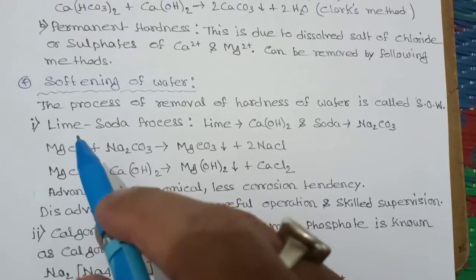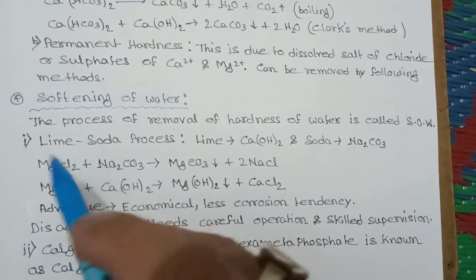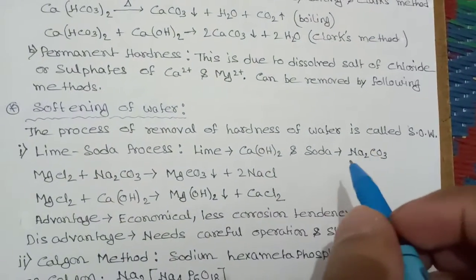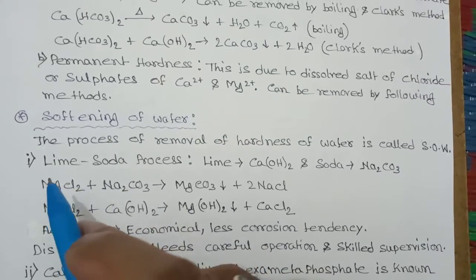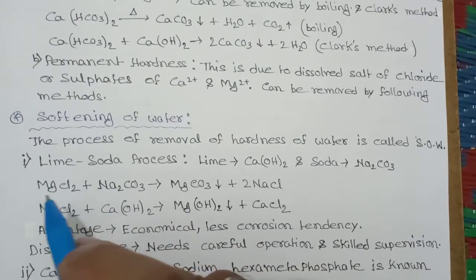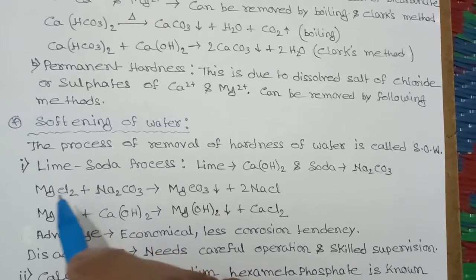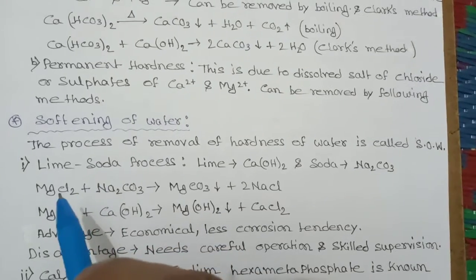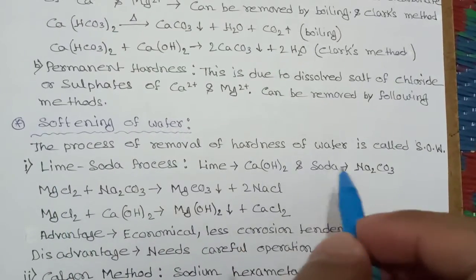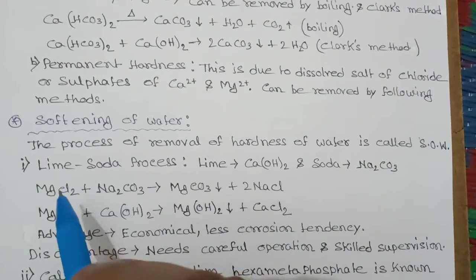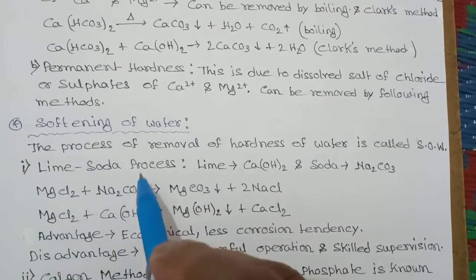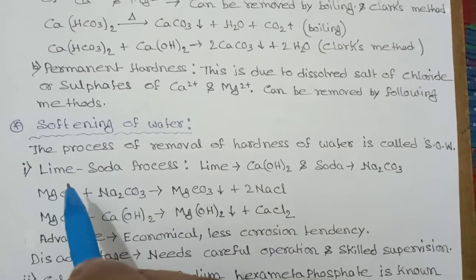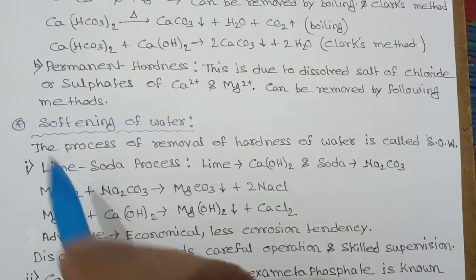The first process is the lime soda process. First you have to know what lime is. Lime is nothing but calcium hydroxide and soda is nothing but sodium carbonate. Now this is the cation responsible for permanent hardness, and this is the anion responsible for permanent hardness. So we have to break or destroy this complex. When MgCl2 reacts with soda, meaning sodium carbonate, there will be formation of magnesium carbonate and NaCl. So this complex has been destroyed and permanent hardness has been removed.